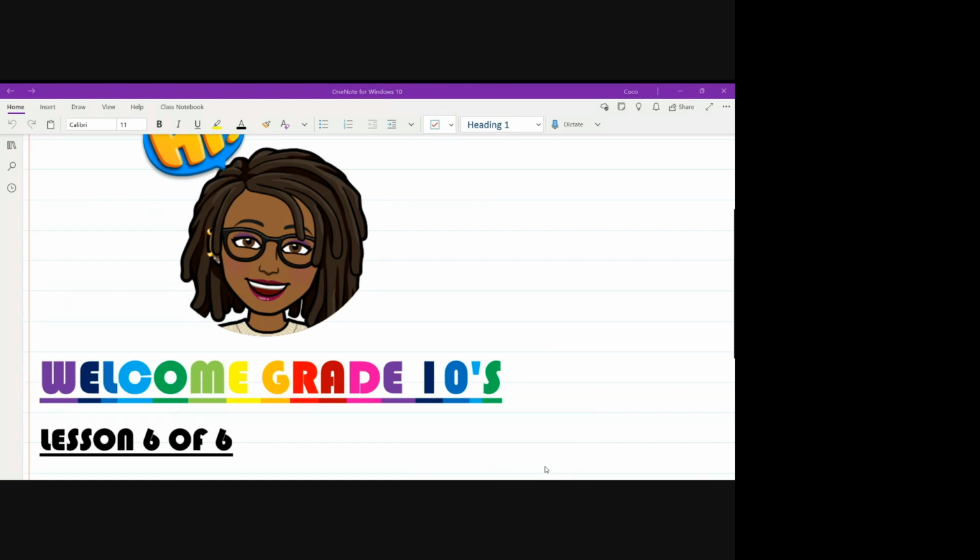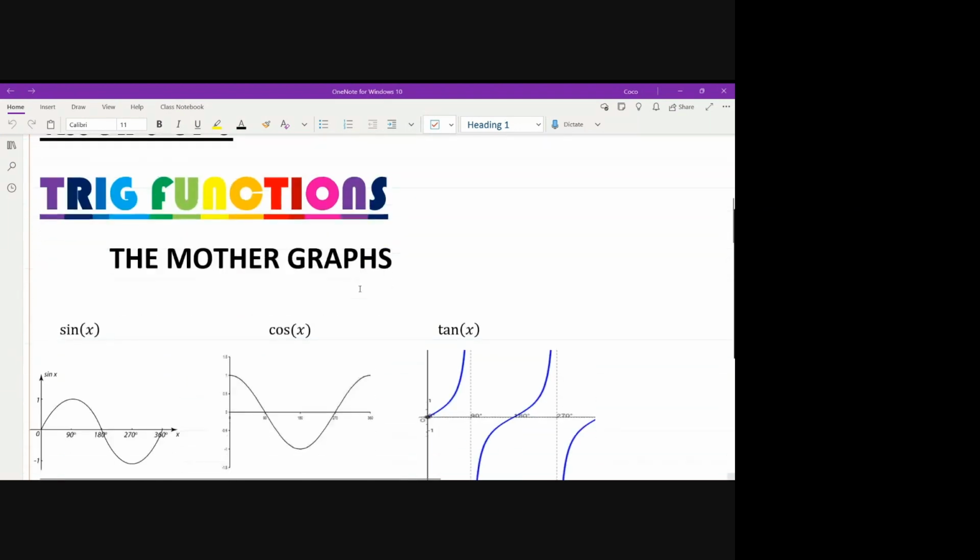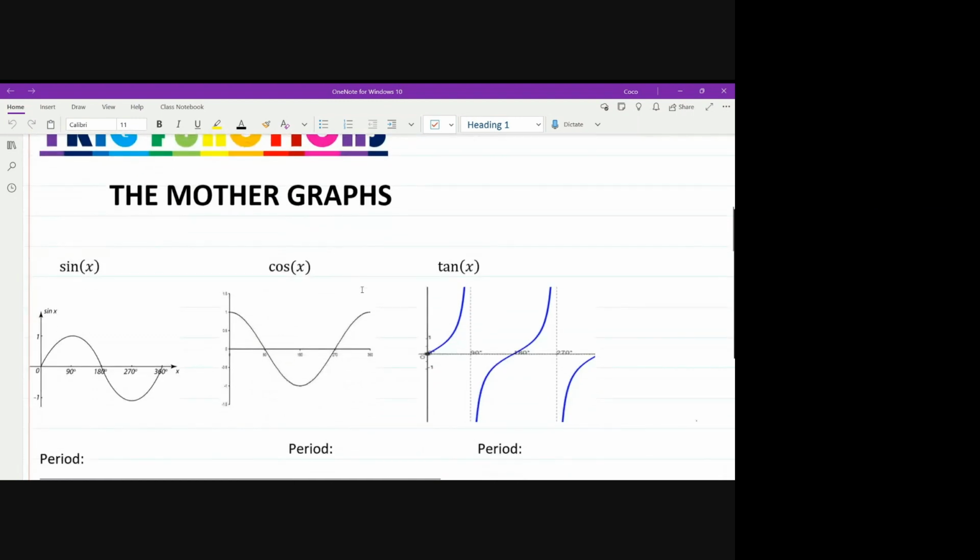Ma'am calls them a certain graph, something graphs. Does anybody remember? You can unmute if you'd like. That's it, Katleho, lovely. Yes, we call them the mother graphs, right? Because they are the graphs of just sine x and just cos x and just tan x.